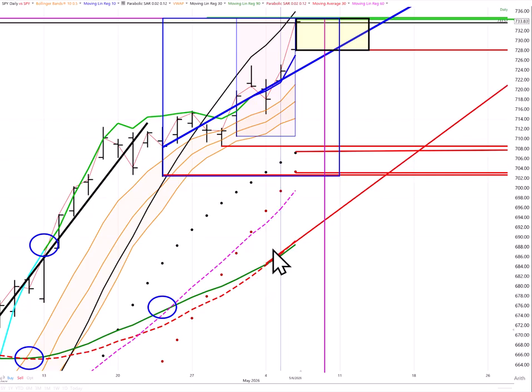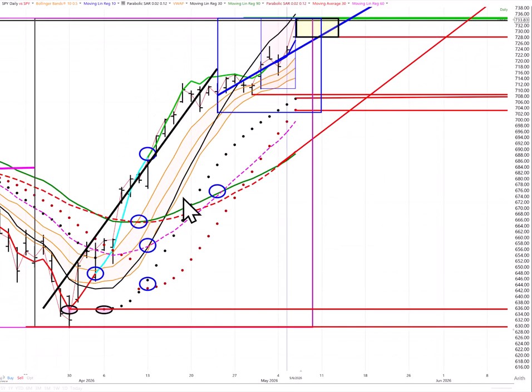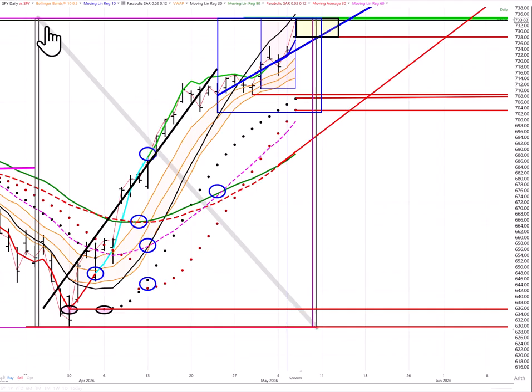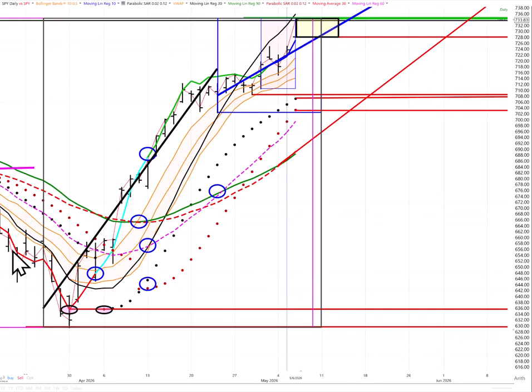Adjust the 20-period lagged regression line. The 30-day look back. Adjust the 30-day low. Adjust the 200 or 150-day look back.